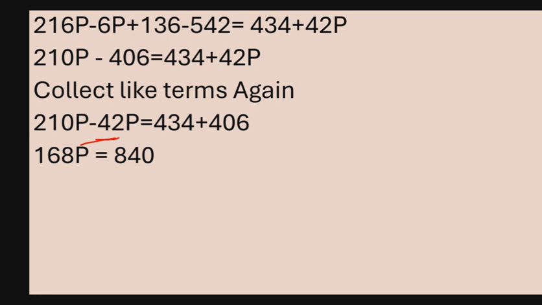210p minus 42p is going to give us 168p. Then 434 plus 406 is going to give us 840. Now we are looking for p, and for us to look for p, this 168 will cross the equal sign and become division. That's why we have 840 divided by 168, and our final answer is p, which is what? 5. This is where we are going to stop for today.